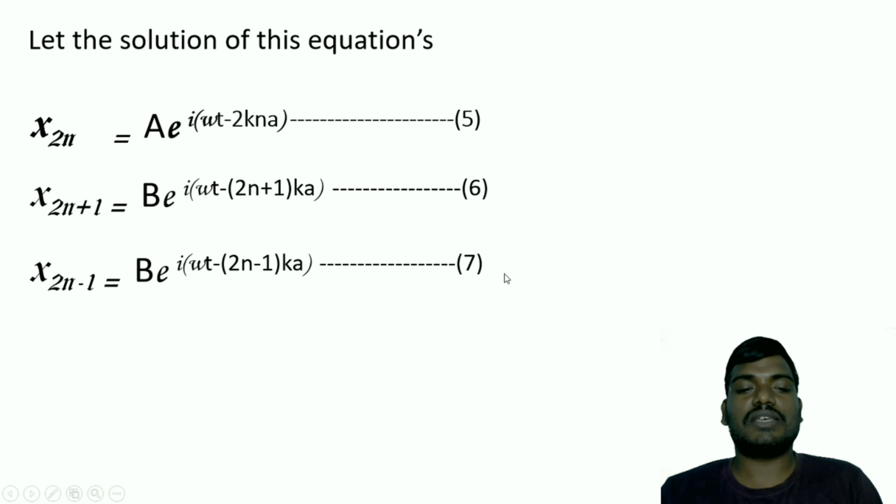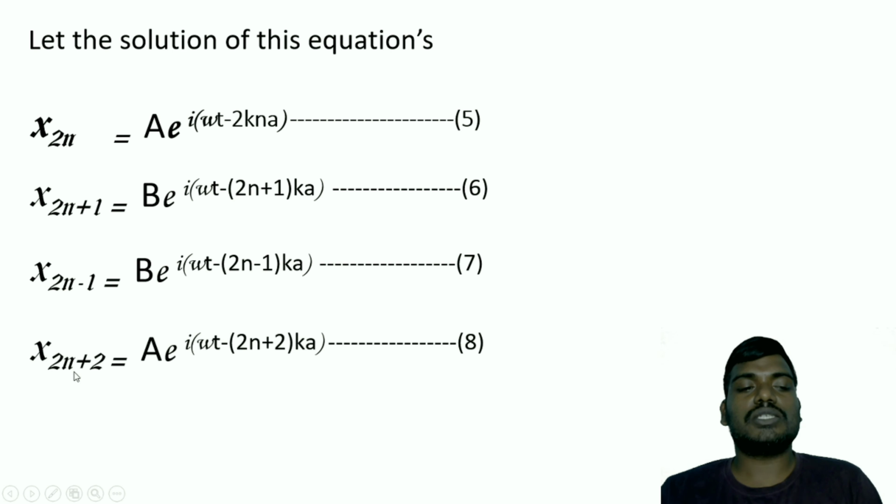Equation is named as A7. And next, similarly, x_{2n+2} equals A e^{i(ωt − (2n+2)Ka)}. Equation is named as A8.